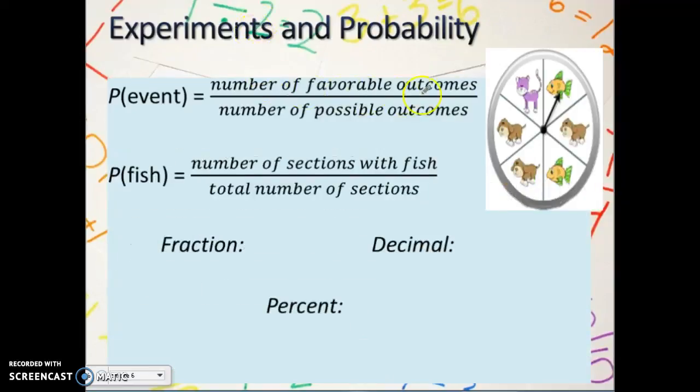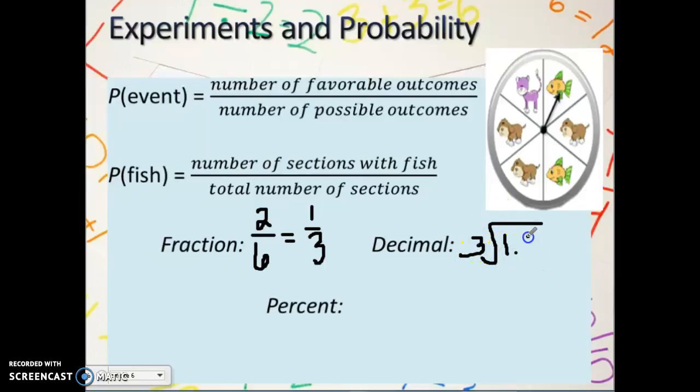Remember, the formula again is your favorable outcomes over total possible outcomes. So here, our probability of getting a fish would be our number of sections with a fish, in this case 2, over our total number of sections, in this case 6. So let's simplify that to 1 out of 3. Remember, to find our decimal, we divide. This stands for 1 divided by 3. So our decimal would be found by dividing 1 by 3.